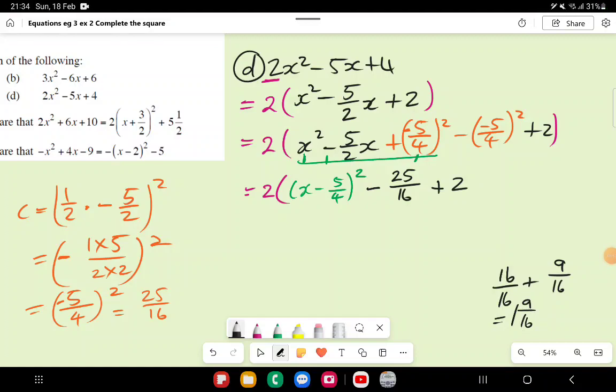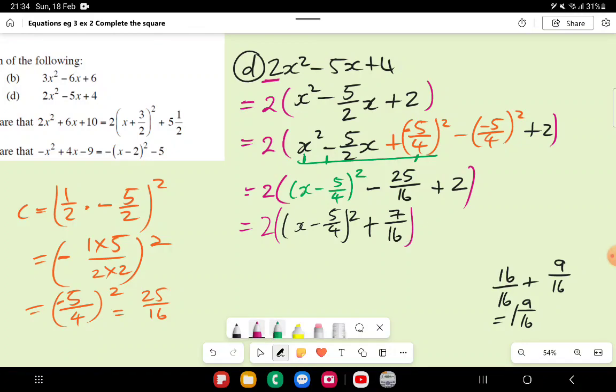Okay, so my bracket is 2, close the pink bracket. Inside I have x minus 5 over 4 squared. So 2 minus 1 is 1. And that 1 minus 9 over 16 gives me plus 7 over 16. 7 and 9 make 16, right? Which makes the 1. Close the bracket.